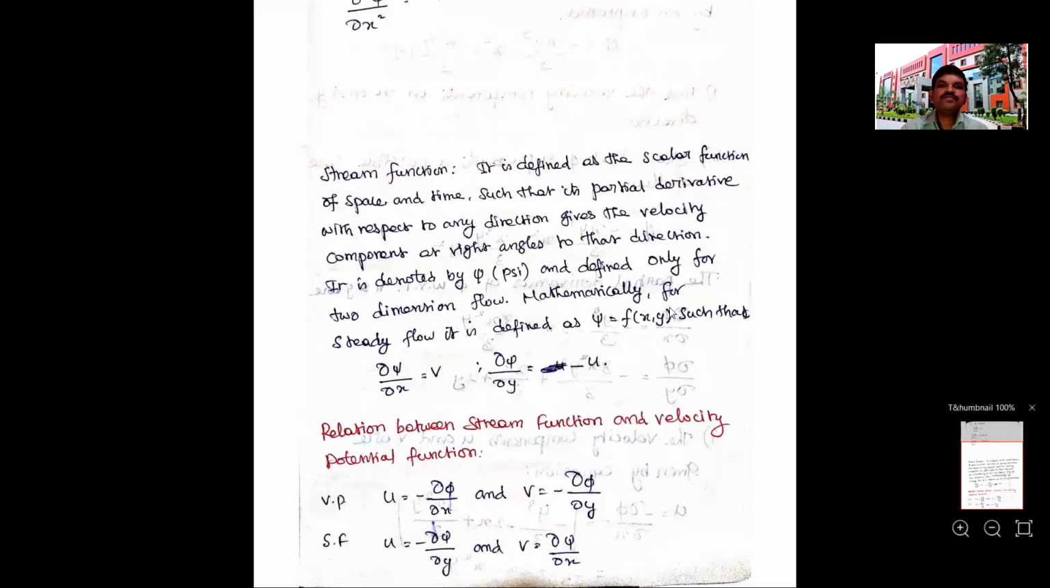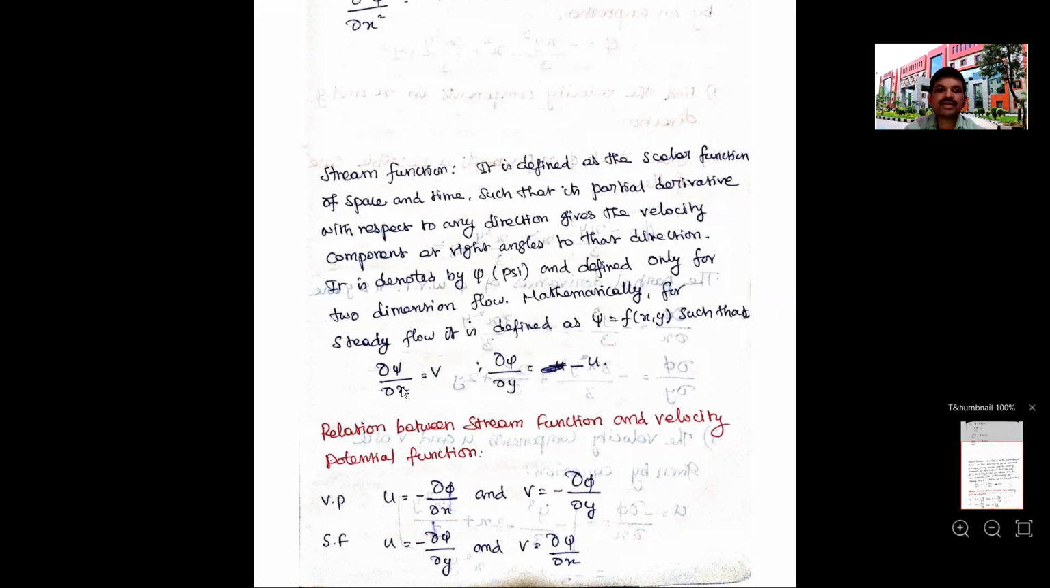Next we will see the stream function. So what is the stream function? Last class we discussed the stream function. It is defined as the scalar function of space and time such that its partial derivative with respect to any direction gives the fluid velocity component at right angles to that direction. Please note, the velocity component we get is at right angles. It is denoted by psi. Velocity potential is phi, stream function is psi. Also, the main thing is it is only for two-dimensional flow, not three-dimensional flow.